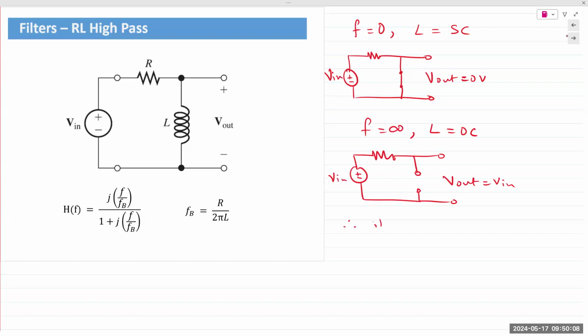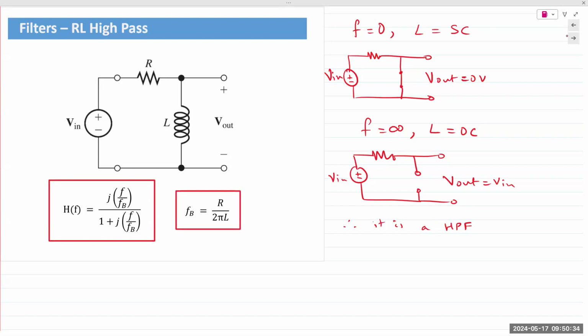Hence, it is a high pass filter. High frequencies are allowed to pass through, and low frequencies are blocked. The transfer function for the high pass filter remains exactly the same. FB remains the same for all RL circuits.